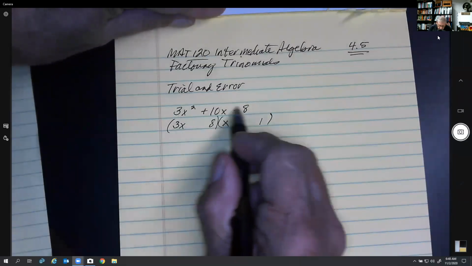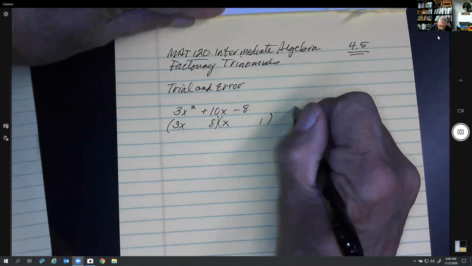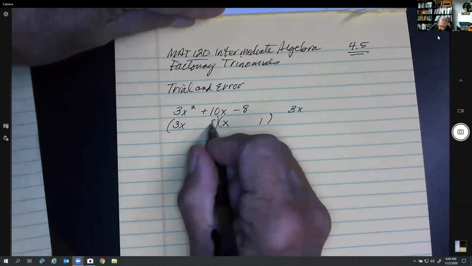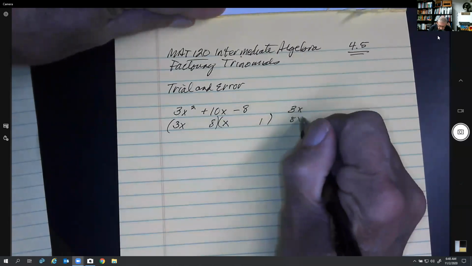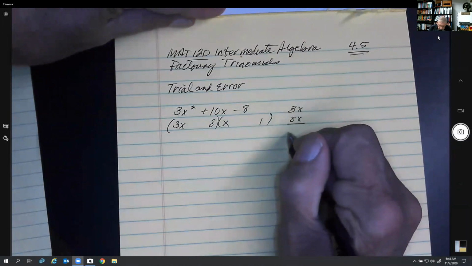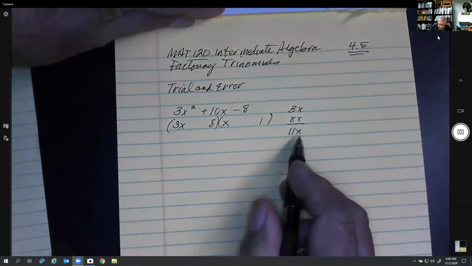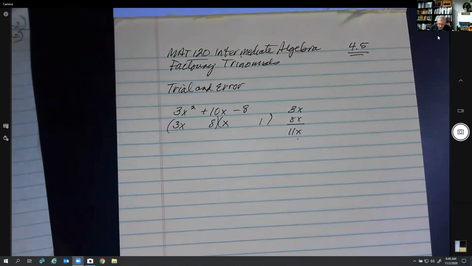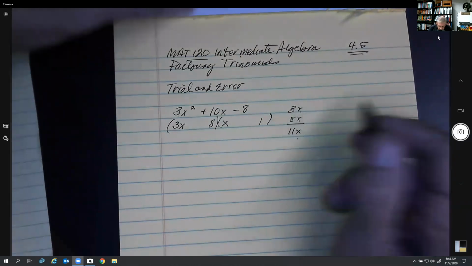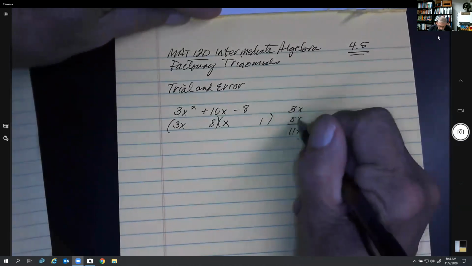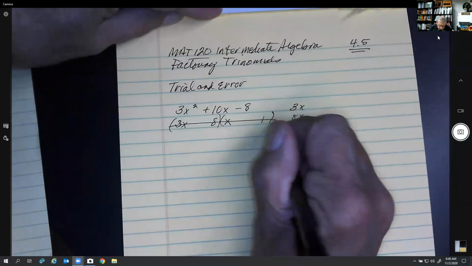Then I'm going to multiply the outsides. That'll give me 3x. And the inside, 8x. But if I added these together, I'd get 11x, and I need a 10x. And if I subtract them, I get 5x. So that's not going to work. So this combination doesn't work.